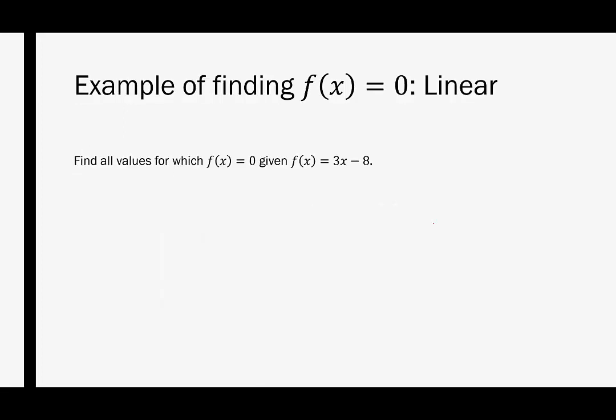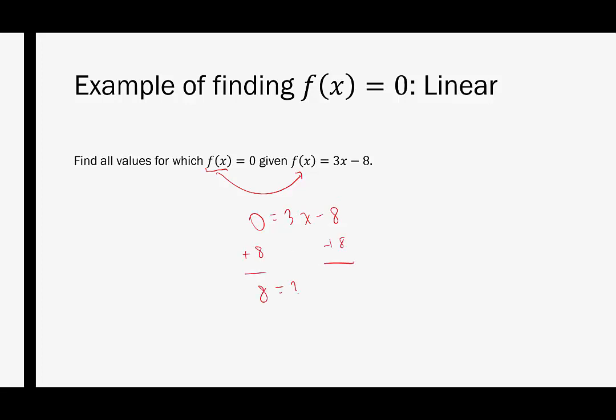In our first example, we're going to be given a linear function. We want to find all values for which f of x equals 0, given f of x equals 3x minus 8. So again, this is telling us we're going to replace f of x with 0. So this would be 0 equals 3x minus 8. Now it's linear, so we want to get x by itself. I'll add 8 to both sides.